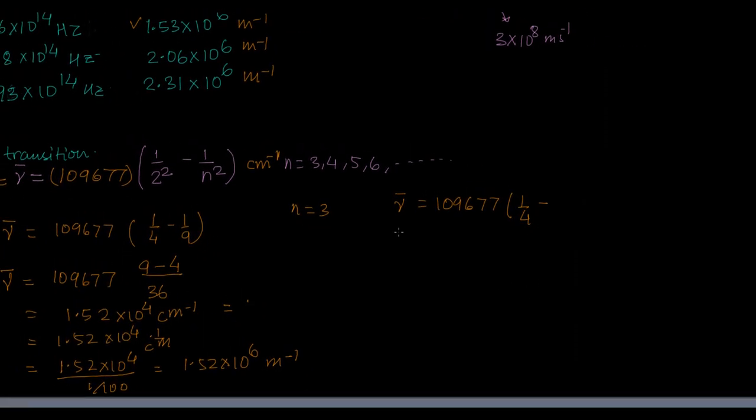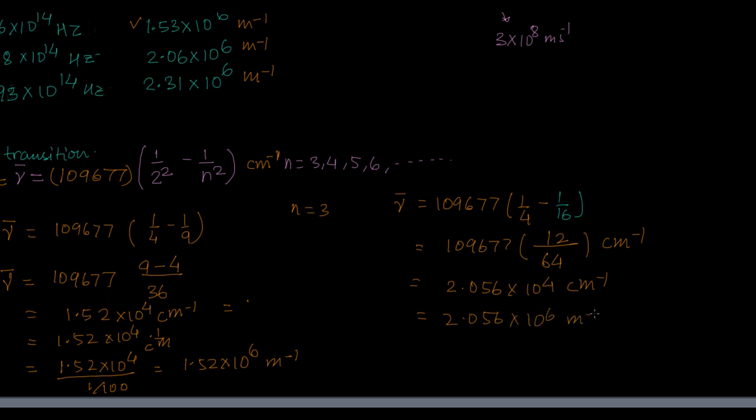Now let us put n is equal to 4. So 1 upon 4 minus 1 upon 16, and that is equal to 109677. Again the same thing, there'll be a 4 into 16, that is 64 in the denominator. 16 minus 4 is 12. I'm writing directly, this is per centimeter, and that is equal to how much? 109677 into 12 divided by 64 is equal to 2.056 into 10 to the power 4 per centimeter, and that becomes equal to 2.056 into 10 to the power 6 per meter, and this corresponds to this. Do we see that?